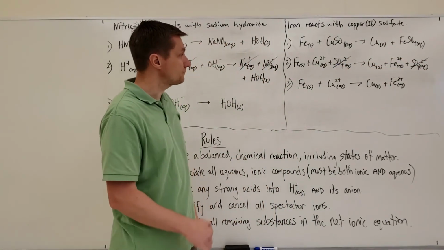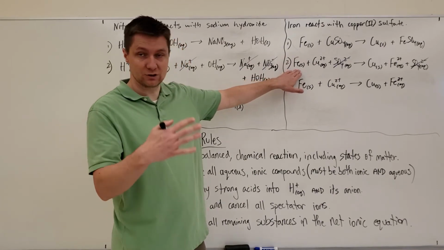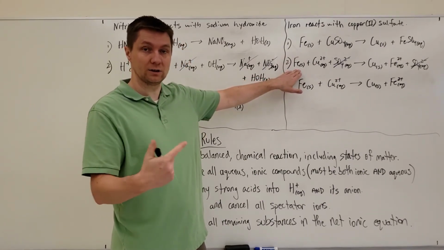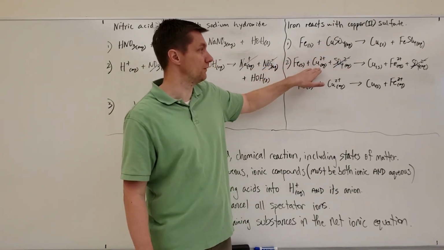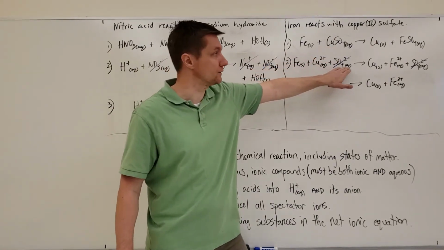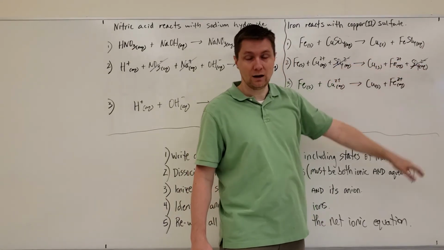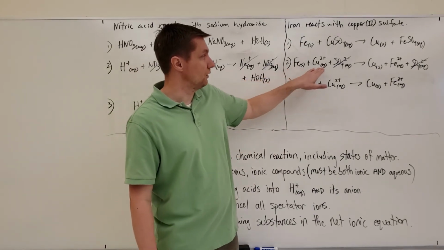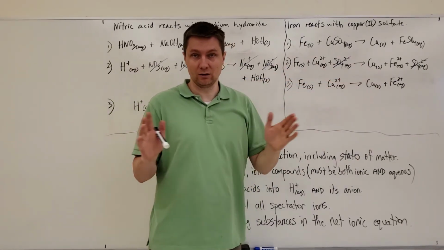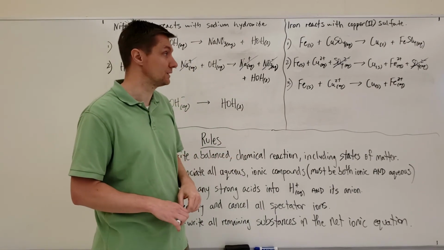And so over here in the second row, I've dissociated all ionic aqueous compounds. So the only one that I've done over here is copper 2 sulfate into copper ions and sulfate ions. The one I did over here, iron 2 sulfate into iron ions and sulfate ions. You can see that iron solid and copper solid have been left alone because they're not ionic and they're not aqueous, so I just leave them as is.